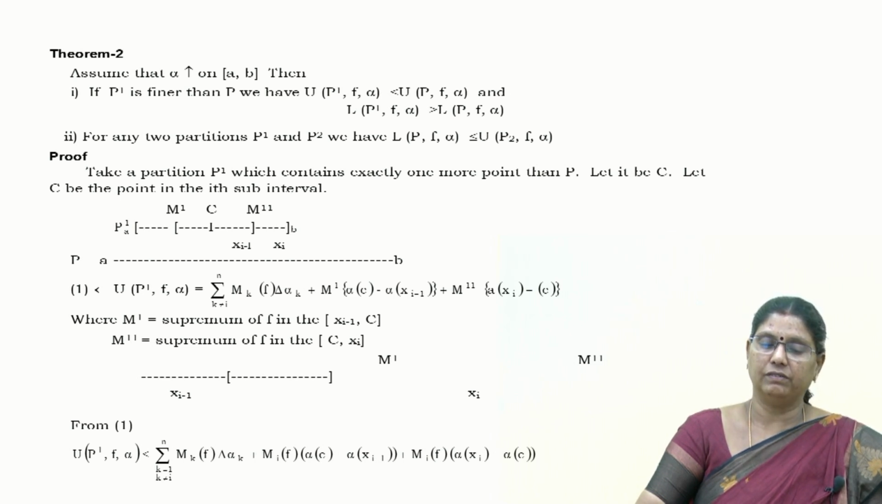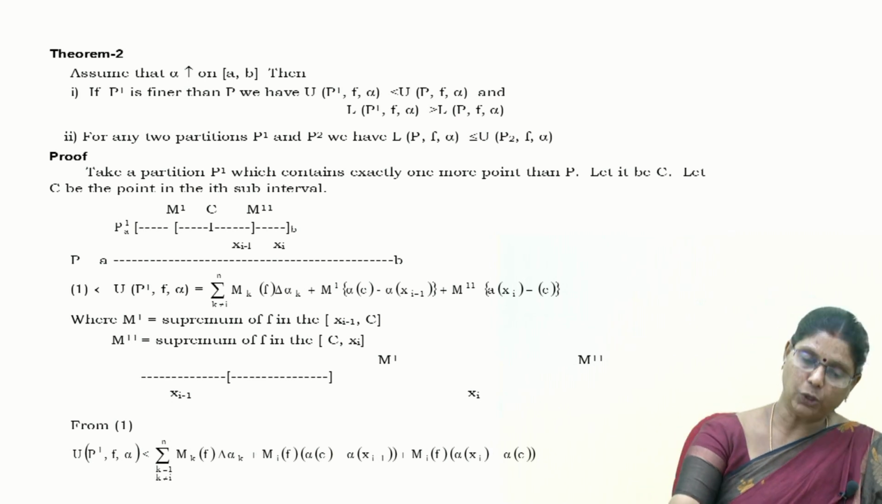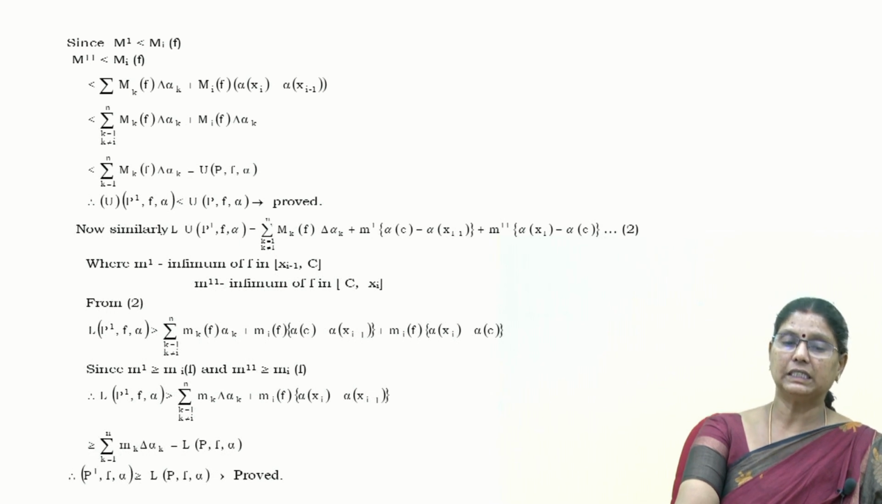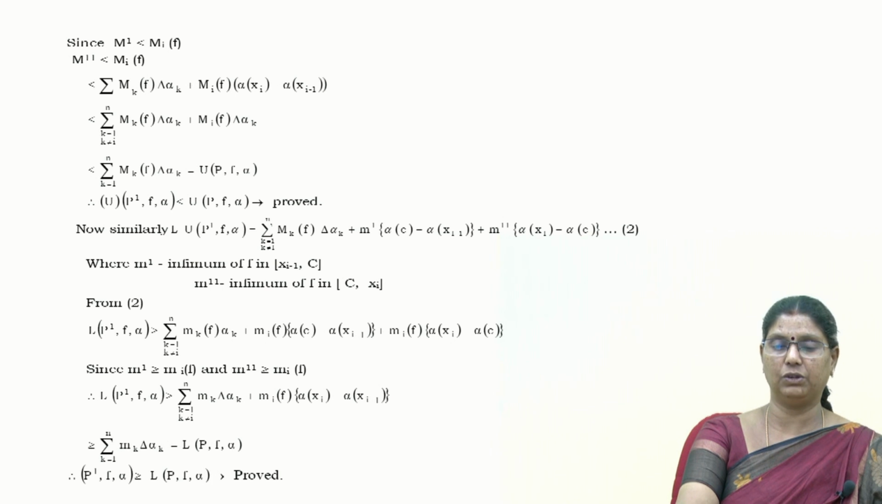From equation 1, we can write the upper Riemann sum U(P1, f, alpha) is less than or equal to the sum over k from 1 to n with k not equal to i of Mk of f into delta alpha k, plus Mi of f into alpha of c minus alpha of xi minus 1, plus Mi of f into alpha of xi minus alpha of c. Since M' is less than or equal to Mi of f, and similarly M'' is less than or equal to Mi of f, we can write the left hand side less than or equal to the sum of Mk of f into delta alpha k plus Mi of f into alpha of xi minus alpha of xi minus 1.